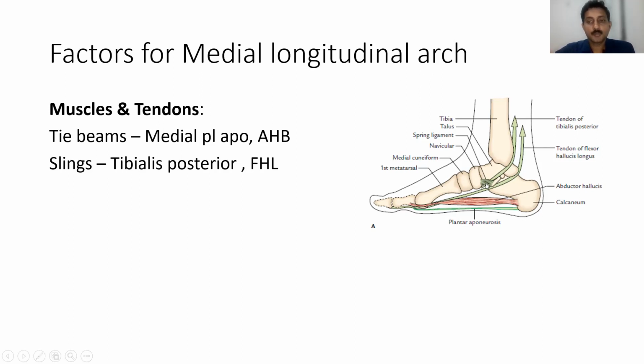What is a sling? Any structure which keeps the keystone in its position above, that is called a sling. Okay. What are the structures that are holding the talus here? Tibialis posterior, flexor hallucis longus. You can see here the tendon of tibialis posterior is running like this, as well as the tendon of flexor hallucis longus. Both are running above and keep pulling the talus above so that this arch is kept in position. That is called medial longitudinal arch is supported by two structures, a tie beam and a sling, by means of this muscle and fascia.